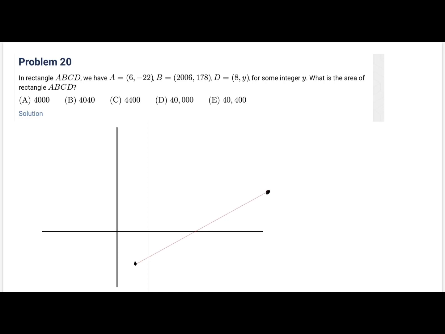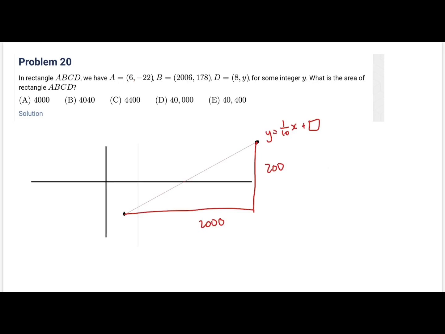then this is 6 to 2006, right? So this much is 2000, and it's -22 to 178, so this much is 200. So it's 1 over 10. y equals 1 over 10 x plus blah blah blah. And then to this one here, it would have to go down under.